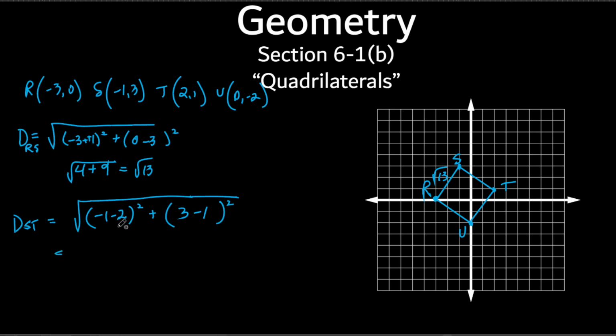What's negative 1 minus 3? Squared, which is 9. 3 minus 1 is 2 squared, which is 4. How about that? So far, so good. So that's the square root of 13. And it should be, right? If this was going to be a square, that should be true.